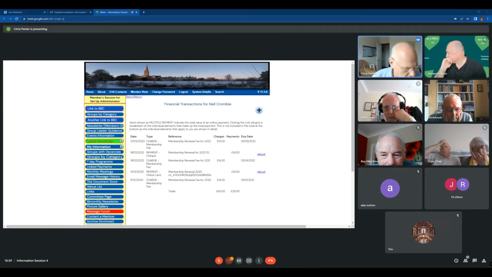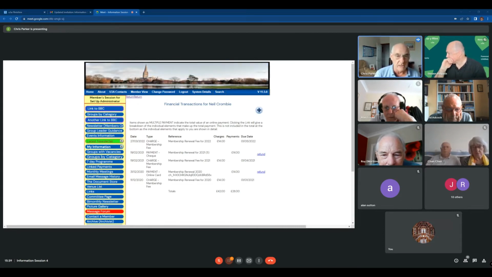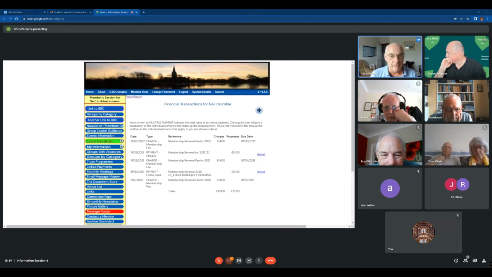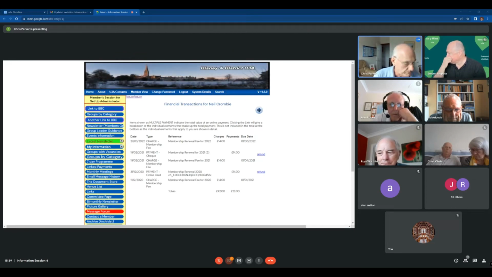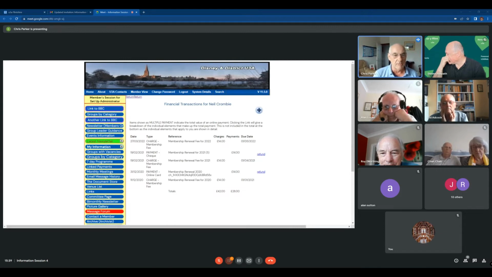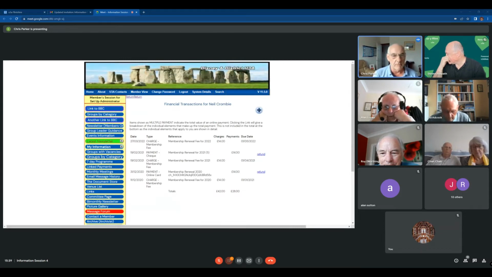So people can appear on here for all sorts of reasons. Basically the first one, the most obvious one, is they haven't paid, and you've gone past the 1st of May in this case, or whatever it was. So this is pointing to the fact that you've got somebody who's still a live member, but hasn't paid their membership fee.